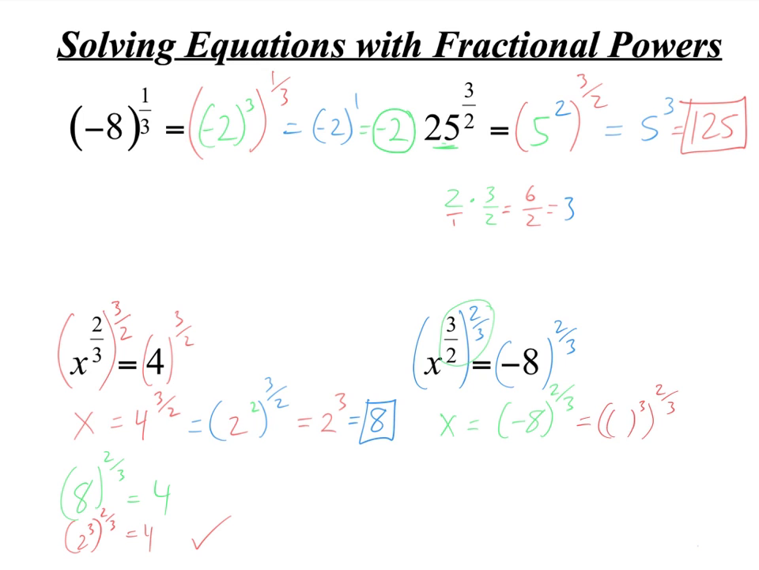So what would that be right there? What negative 8 is what to the 3rd? Isn't that a negative 2? Okay. Negative 8 is negative 2 to the 3rd. Won't the 3's cancel? That leaves you negative 2 to the 2nd. And what is negative 2 to the 2nd? Negative 2 to the 2nd is 4.